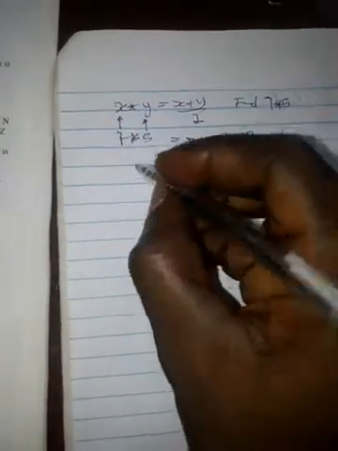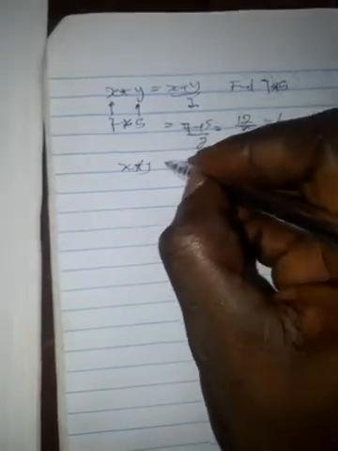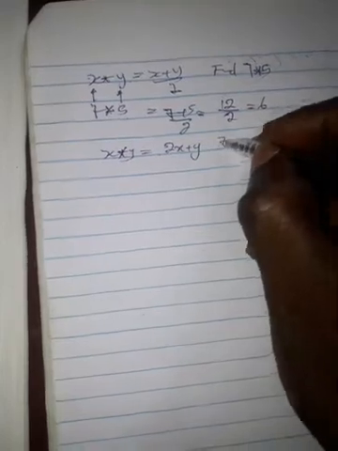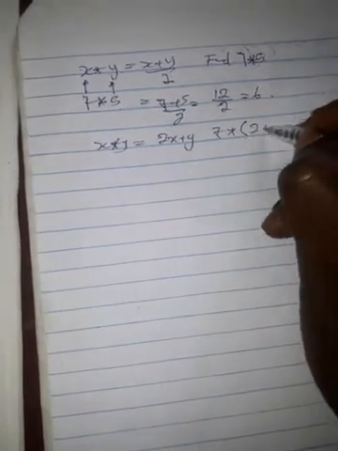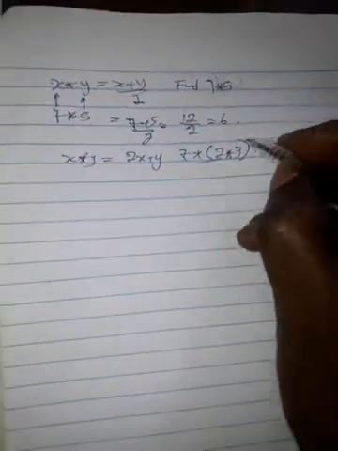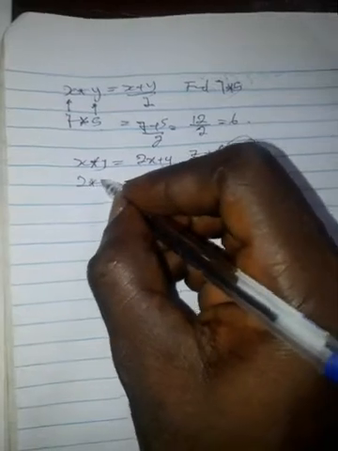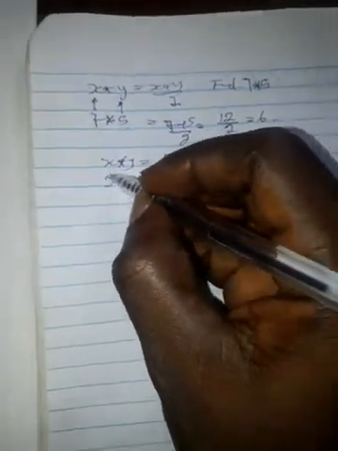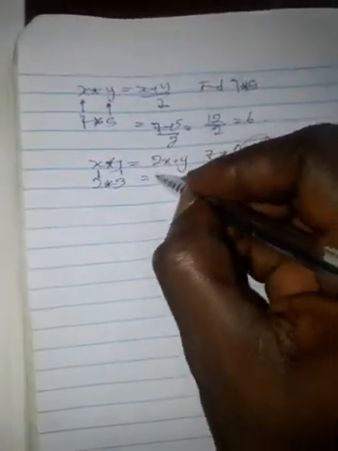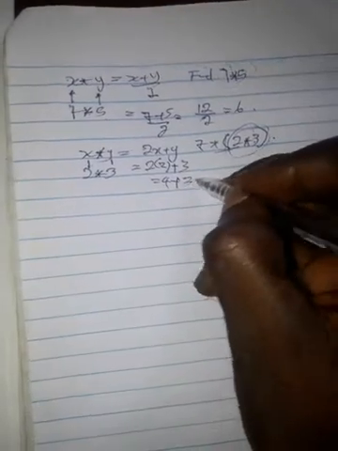Sometimes you might see something like x star y equals 2x plus y, and you're asked to find x star into 2 star 3. So anytime you see something like this, you first of all solve the one inside the bracket and put it together, like 2 star 3. So here now we are saying x is 2, y is 3. Then when you solve, you have 2 into 2 plus 3. That will give you 4 plus 3, which is 7.